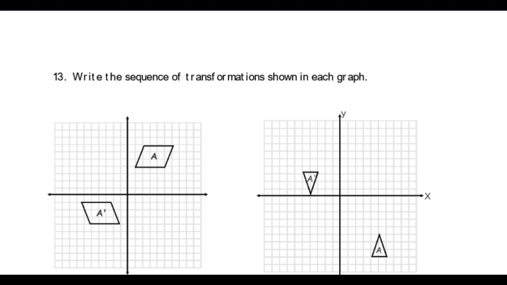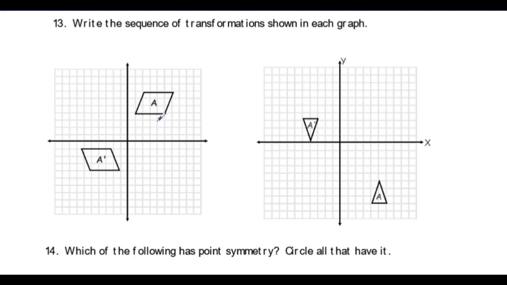On to 13. Write the sequence of transformations shown in each graph. Well, A is the original, and A prime is the image. It definitely looks like it's been turned upside down, would be my guess, because if I look at this figure, it's slanted to the right, and this one is slanting to the left. So something happened, either a reflection or maybe a rotation. When they say sequence, that implies that perhaps more than one thing was done. We don't have to be very specific. You don't need to give how many degrees if it was rotated, or the line of reflection. Just in general, 2 things.